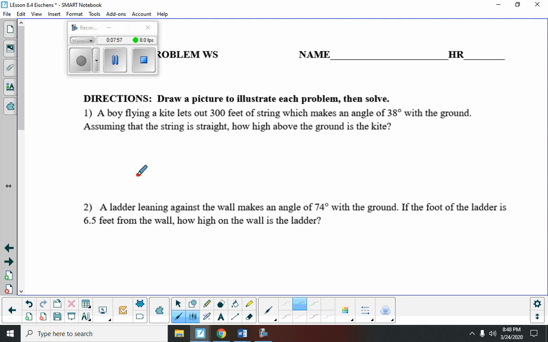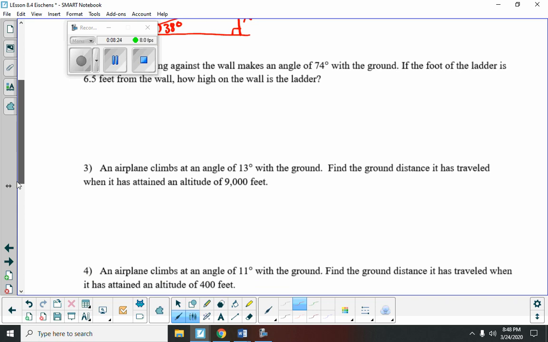So he lets out a string. Let's see, he lets out 300 feet of string. So we know that's how long the string is. Here's the kite up here. And that makes a 38 degree angle with the ground. Assuming that the string is straight, how high above the ground is the kite? So that would be the perpendicular distance to the ground. So that's what you're looking for.